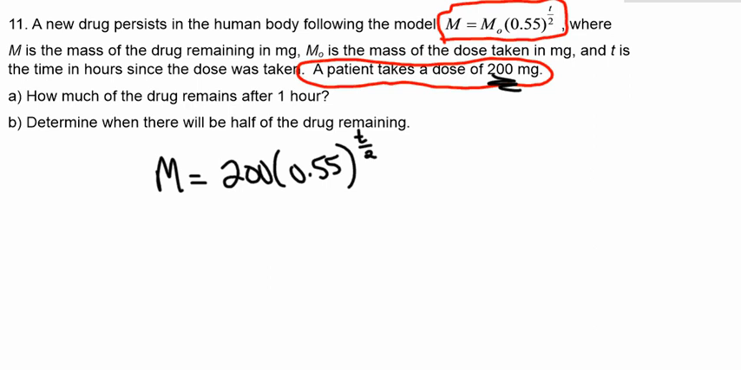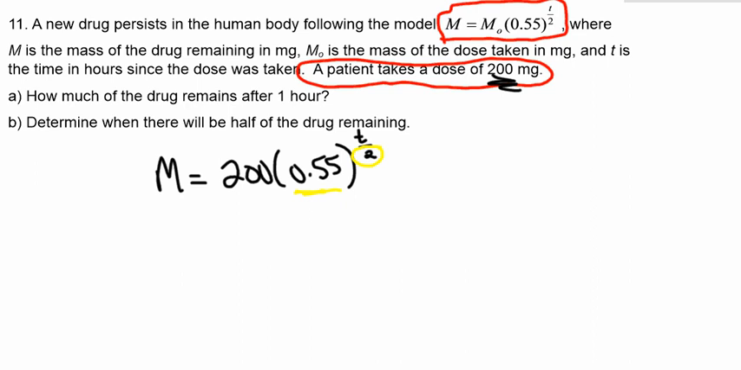So again, what I can tell just by looking at this equation is that it is a decay model because only 55% of the original dosage will remain after every time period. And I can tell that the time period is 2 hours. I'm told that t is time in hours, and this number here tells me that every 2 hours is the time period for this 55% reduction.